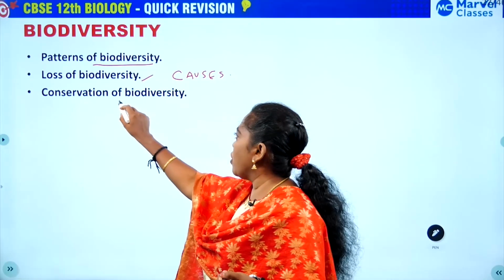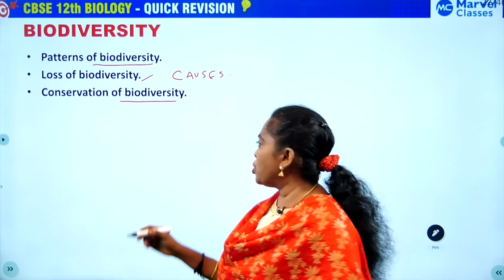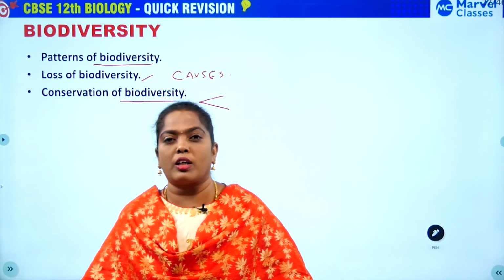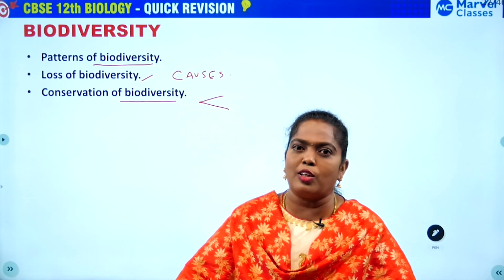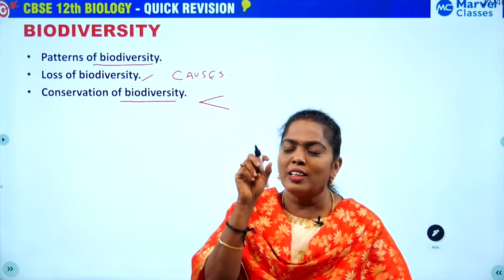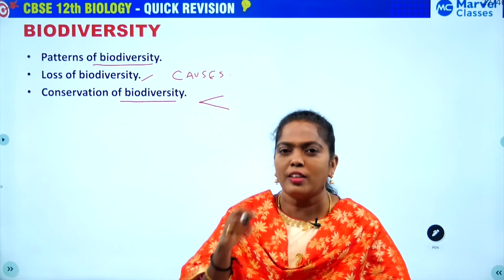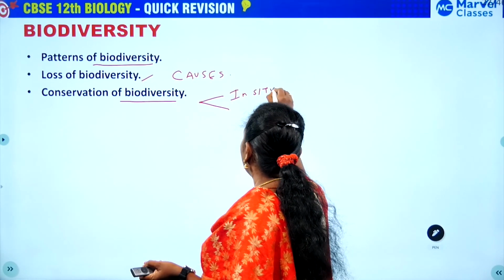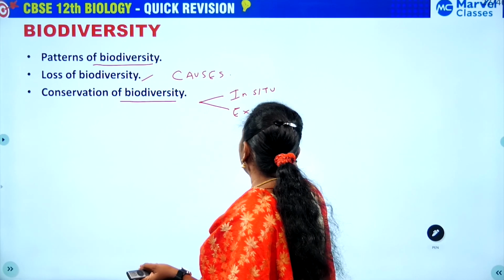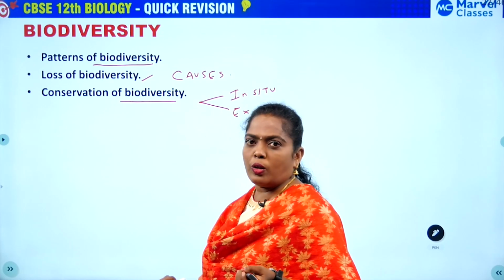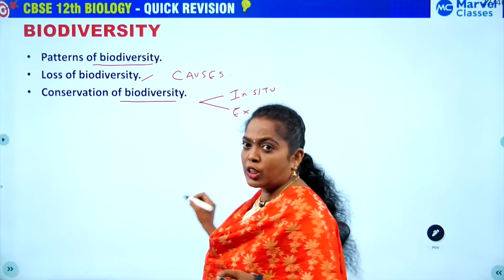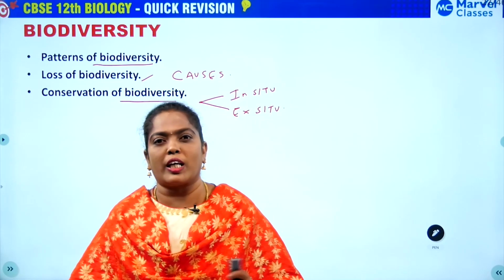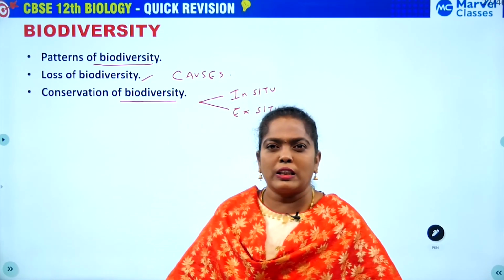Then conservation of biodiversity. So here you should tell about narrowly utilitarian value, broadly utilitarian value, ethical values. If they are asking you to write a short note, then just write all these values and then even talk about in situ conservation and its example, and then ex situ conservation and its example. Okay, in situ: Sacred Groves, National Park, like that. Ex situ conservation: seed bank, zoological park, botanical gardens, like that you can say.